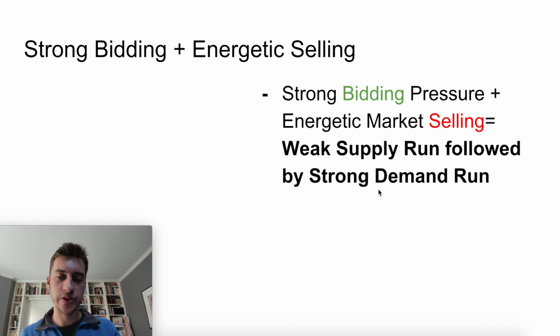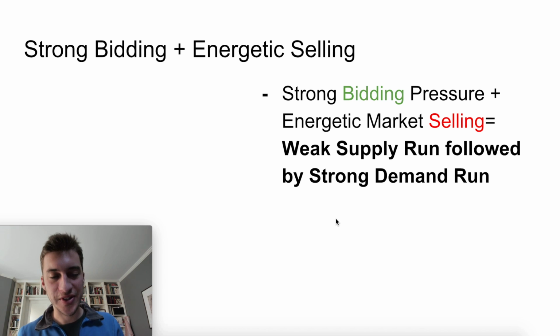The reason that occurs is there's going to come a point where that energetic market selling stops, and if the bidding pressure remains, then you're going to get to a point where many traders who wanted to sell have already sold, and you're just left with many traders who want to buy. And those bids are just going to continue to press price up, and price will probably go up in a strong demand run. Also, for those curious about retail versus institution, this could be a spot where many retail traders are energetically market selling, but institutions are holding price up with strong bidding pressure.